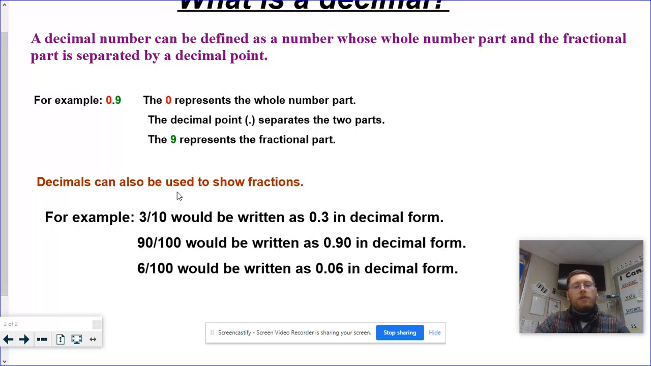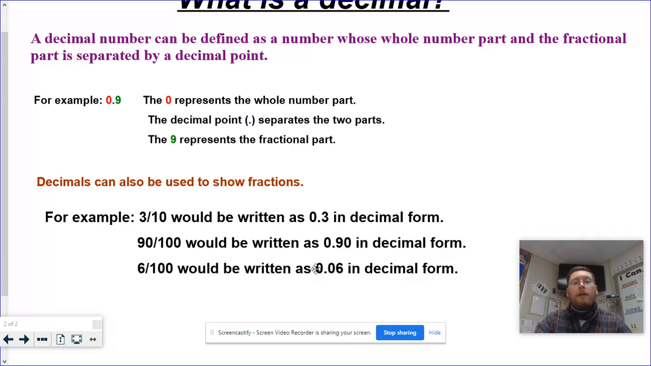So decimals can also be used to show fractions. For example, if I had the fraction 3 over 10, so I had 10 pieces and 3 of them are represented, it would be written as 0.3 in decimal form. Okay, 90 out of 100. So if I had 100 total pieces and 90 of them are represented, it would be written as 0.90 in decimal form.